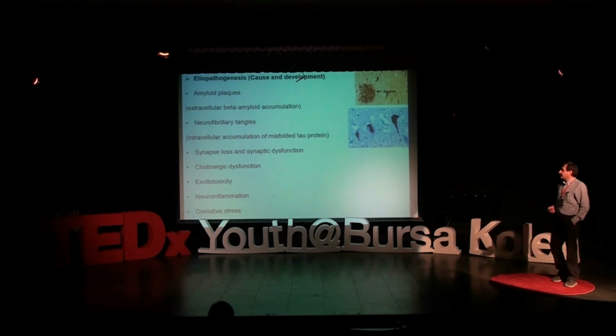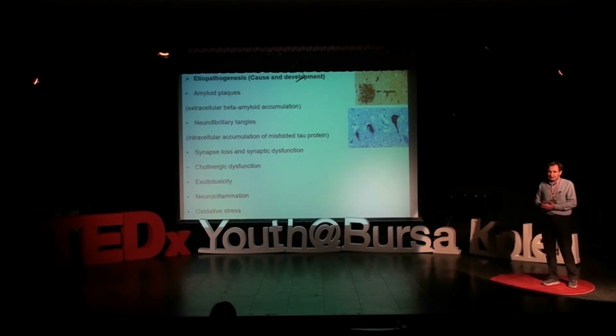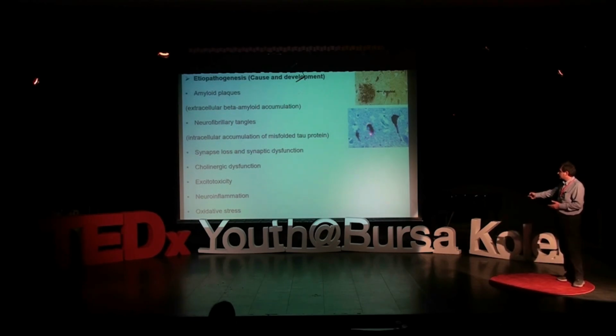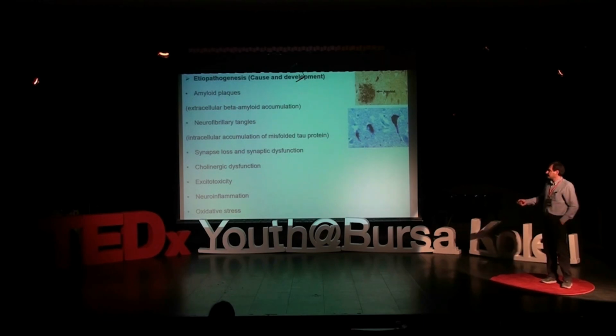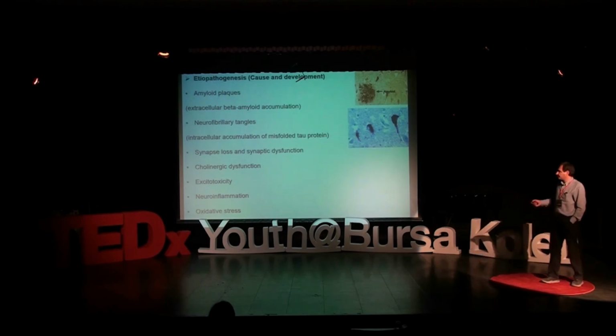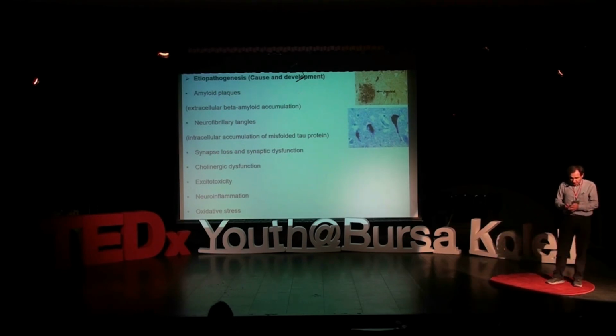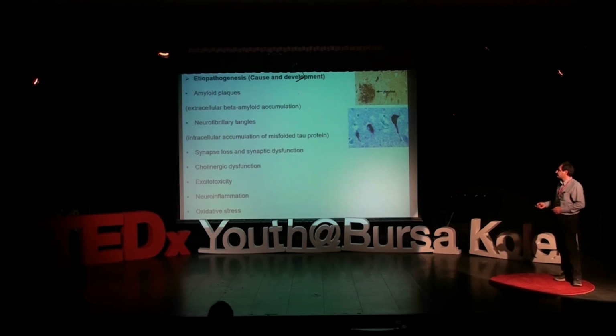Secondly, neurofibrillary tangles. Neurofibrillary tangles are intracellular accumulation of misfolded tau protein. Tau protein is also a normal protein, but when it misfolds and forms aggregates, then in the cell, you will see such structures like these, the one in purple. Besides, synapse loss and synaptic dysfunction is also important. Cholinergic dysfunction, I'll come to that in a bit. Excitotoxicity, neuroinflammation, and oxidative stress are also among causes and developmental factors.